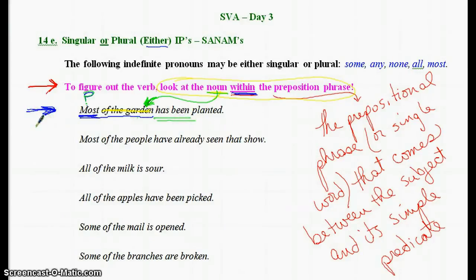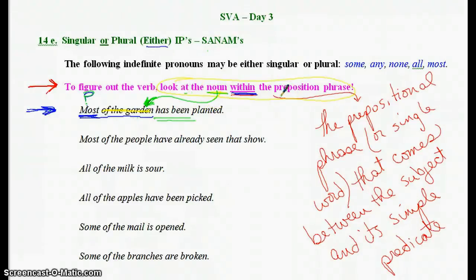So we would actually ignore the initial part of the sentence, most of the. And instead, we would make our verb has been agree with garden. Most of the garden has been planted. So when we find the synonyms, we need to look at the noun within the prep phrase that follows that synonym.